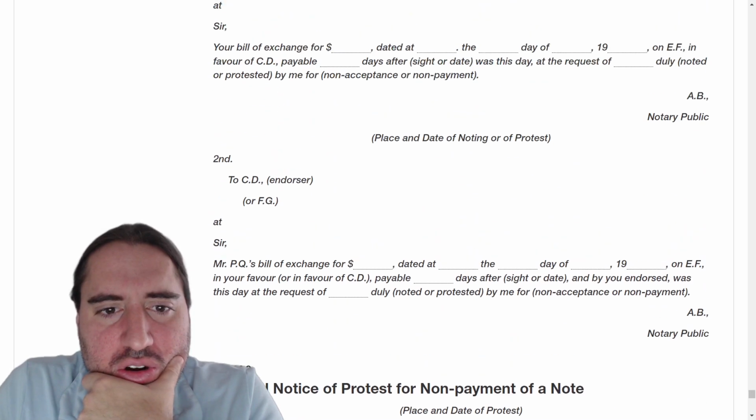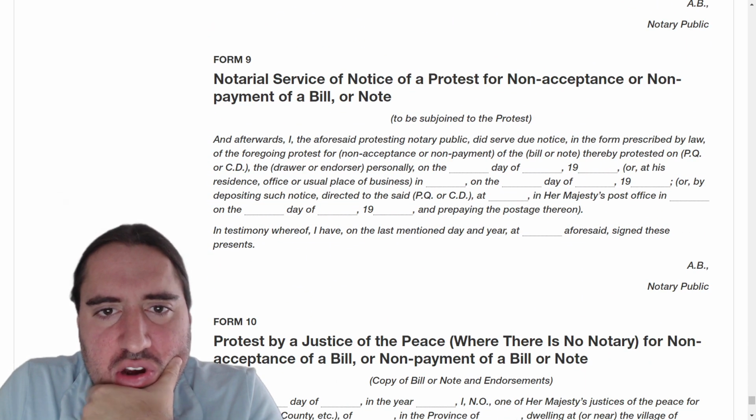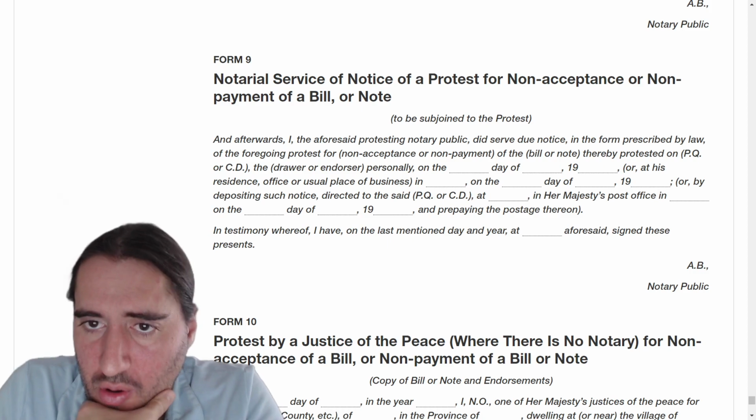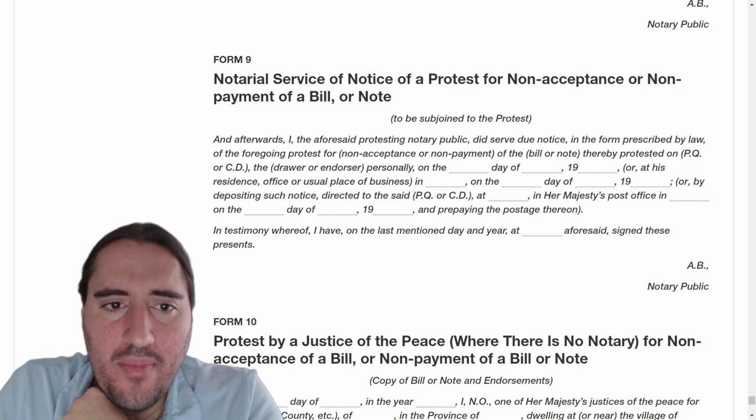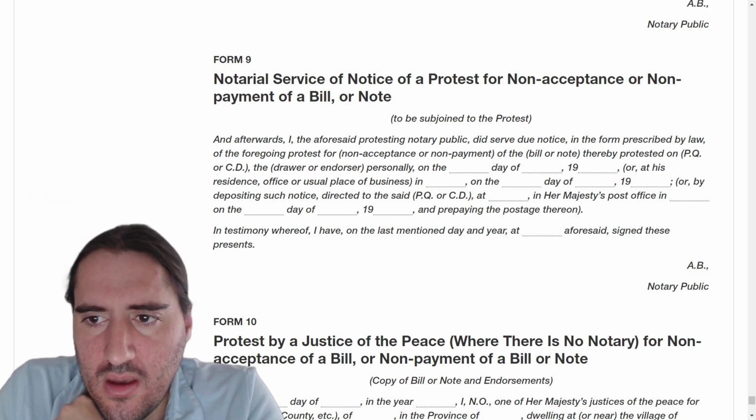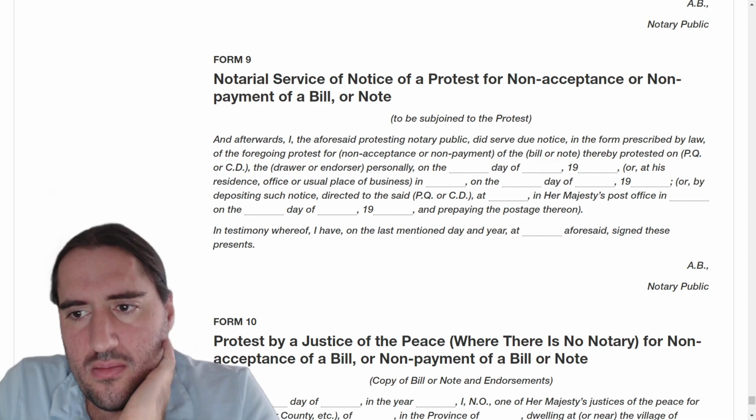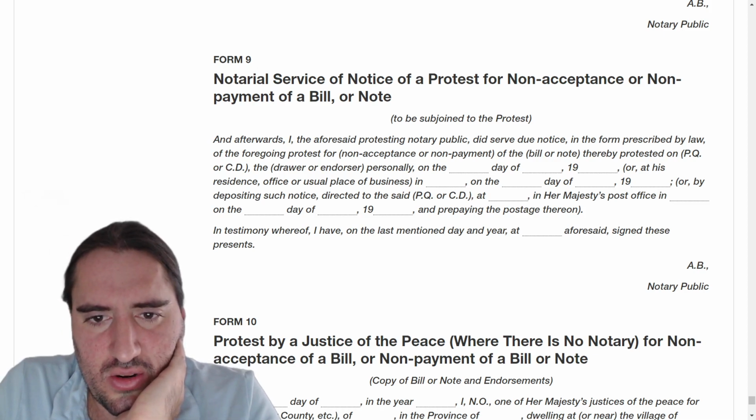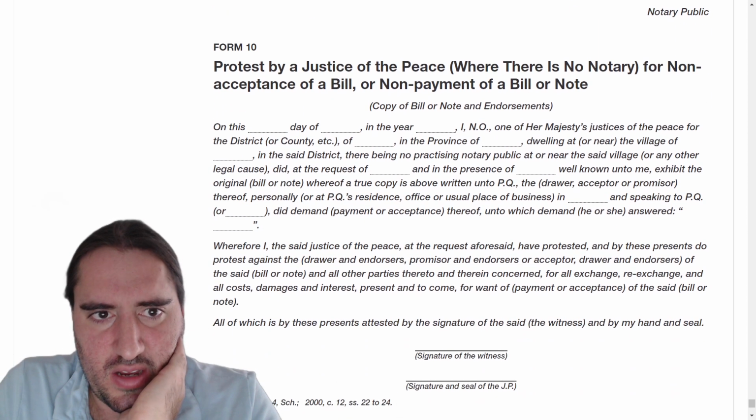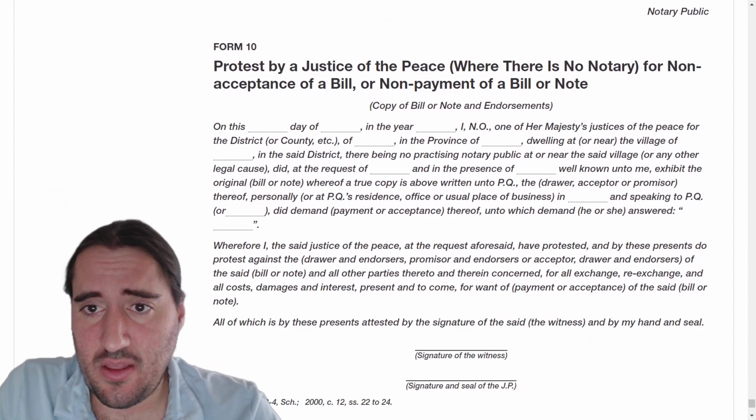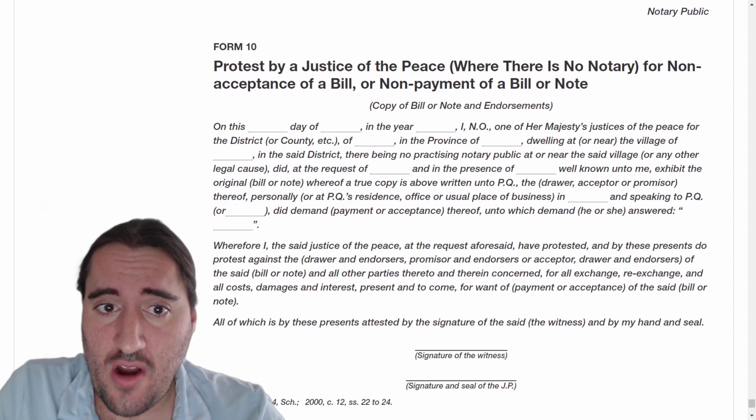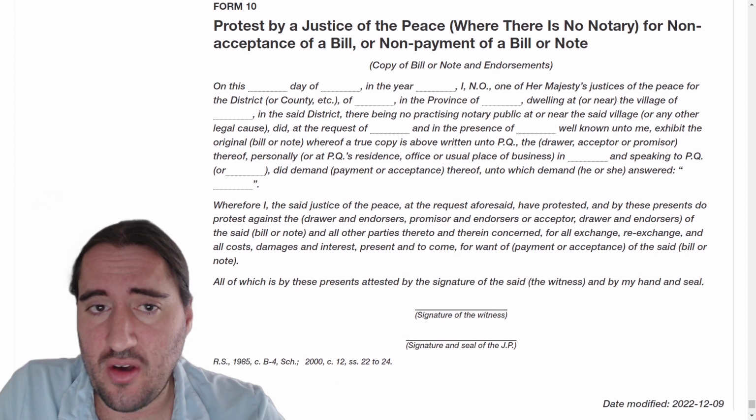So we have a notarial notice, and then we have a notarial service of notice of a protest for non-acceptance or non-payment. Depositing such notice directed in Her Majesty's Post Office, in testimony whereof I have signed these presents. Protest by a justice of the peace where there is no notary, for non-acceptance of a bill or non-payment of a bill or note.